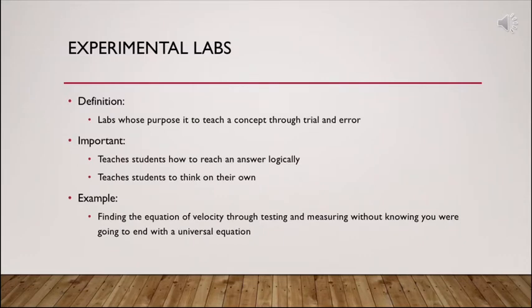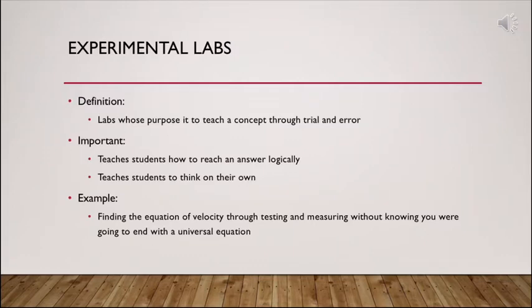The first example or way to use hands-on teaching is through experimental labs. These are labs whose purpose it is to teach a concept through trial and error. It teaches students how to reach an answer logically and teaches students to think on their own. The whole idea behind this is that students can reach an answer without being given all the information beforehand.